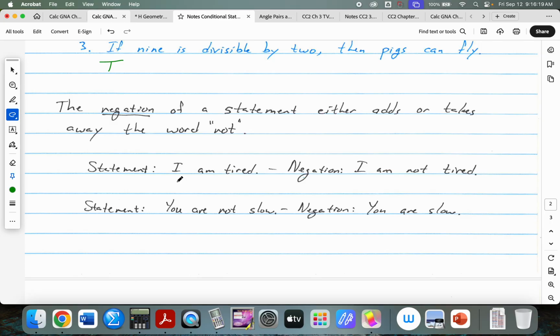Please be cautious, because people try to think of opposites. They'll say, I am tired. The negation is, I'm excited, or I'm awake, or I'm feeling full of energy, or whatever. No, it's just, I'm not. And then, if it already has not, you simply take it away. So if the statement says, you are not slow, the negation is, you are slow. It's an either or.